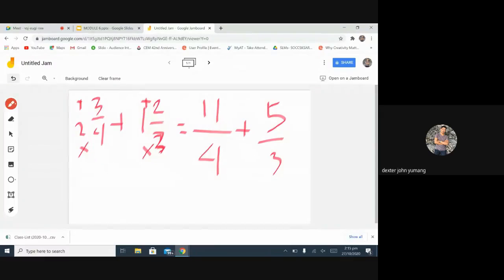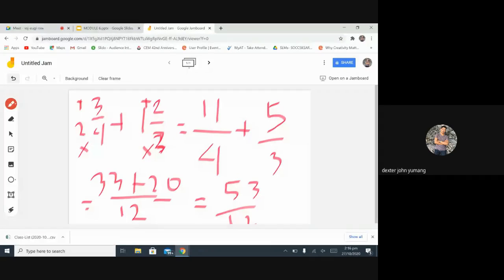Now, let's proceed now to what you call the LCD. Na-add na ba ito? Hindi pa po yung tapos. So, kunin natin yung LCD. 4 times 3 is 12. Tapos, 12 divided by 4 is 3 times 11 equals 33. Then, copy plus. 12 divided by 3, ito po yung 3. So, that is 4 times 5 is 20. So, a total of 53 over 12. Parang mali.